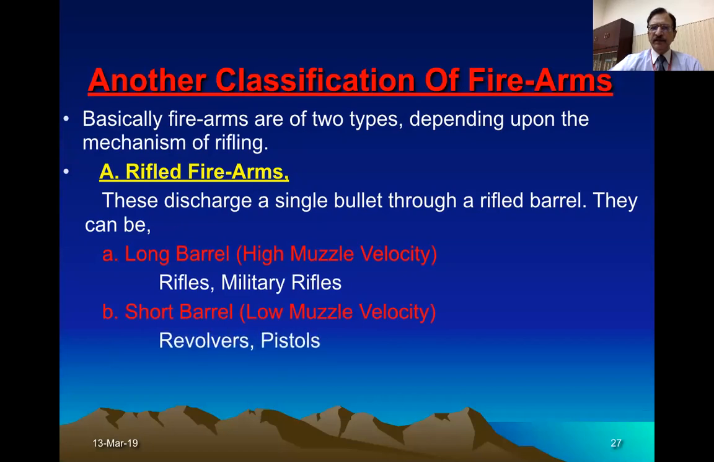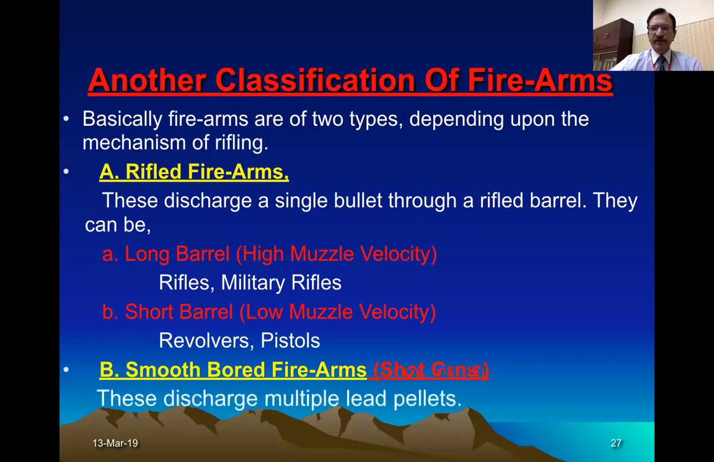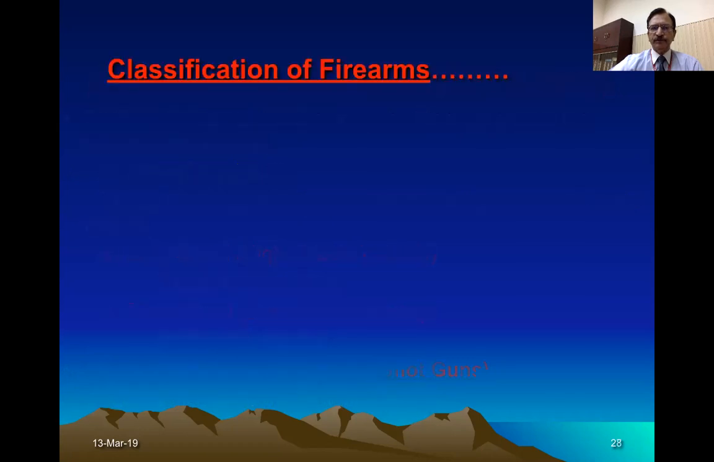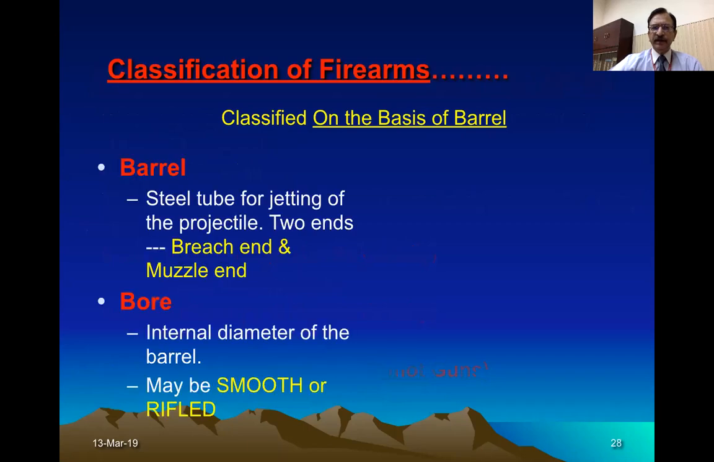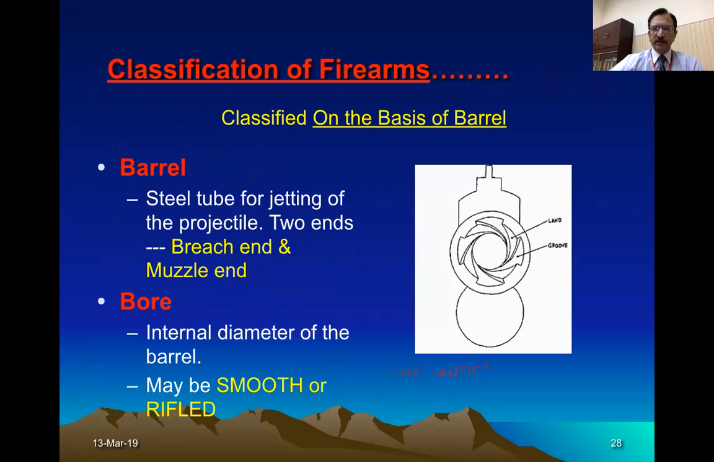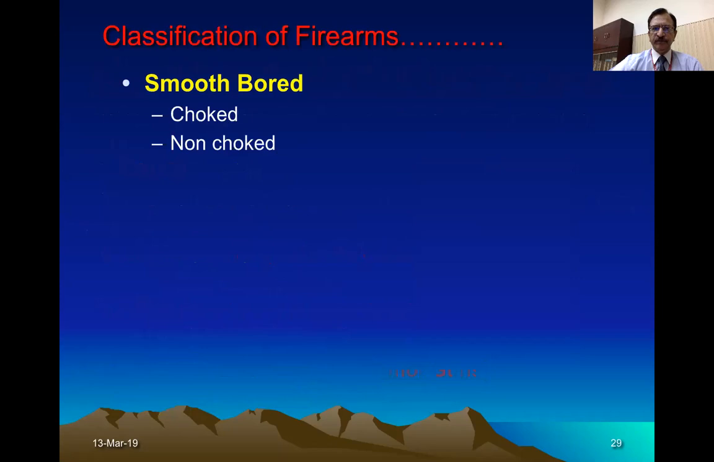Then the other type is the smooth bore, where the barrel has not been rifled. I'll just explain what rifling is. So they are smooth bore and rifled weapons. In a rifled weapon, bullets are used, whereas in a smooth bore weapon, pellets are used. So on the basis of rifling, we can divide the weapons into smooth bore and rifled weapons.